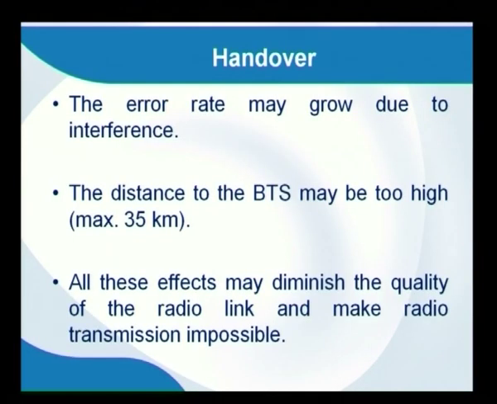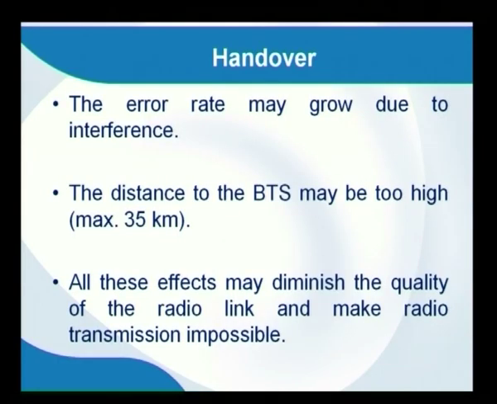The distance to the BTS may be too high. GSM promises a maximum of 35 km range for an individual BTS in the countryside. Now in such a scenario, if the mobile station is making a call from the maximum distance from the base transceiver station, then the error rate will be very high and it will cause the handover. All these effects may diminish the quality of the radio link and make radio transmission impossible. Because of the interference and the very high distance, the signal quality of the link will be very poor, so without good quality, communication is not possible without disturbance.